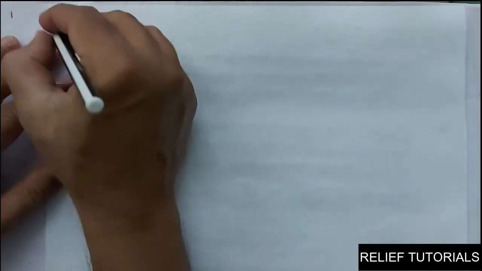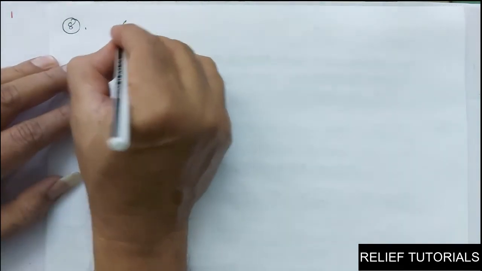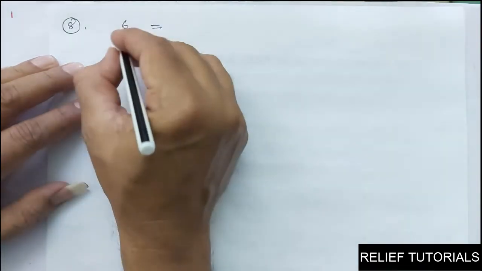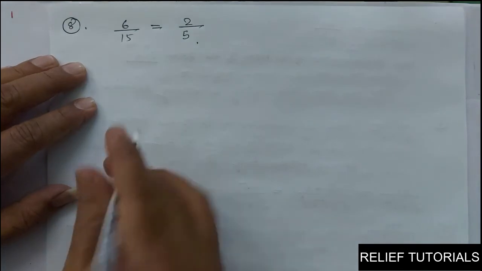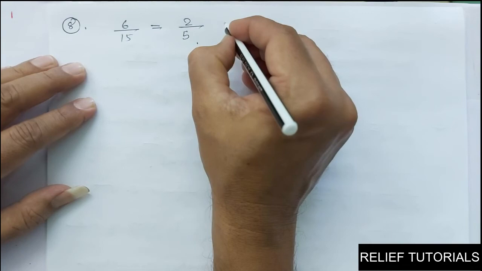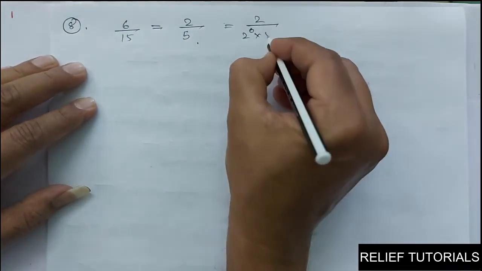Now we will do 8. 6 upon 15. See here, 6 upon 15. So you can write 6 upon 15, 3 2s are 6, 3 5s are 15. So we can write this denominator, and that equals 2 upon 2 raised to 0 into 5.